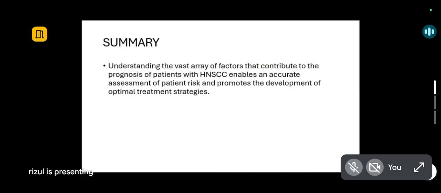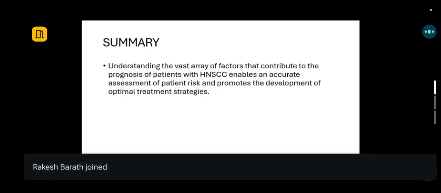So basically the summary is that understanding the vast array of all these prognostic factors that contribute to the prognosis of patients with head and neck cancer enables an accurate assessment of the patient's risk, and it promotes the development of optimal treatment strategies. Thank you, sir.